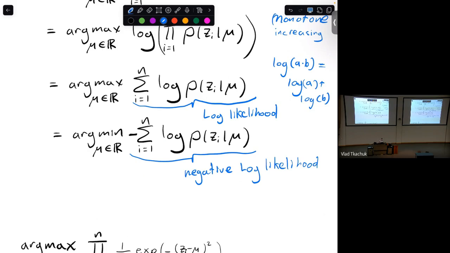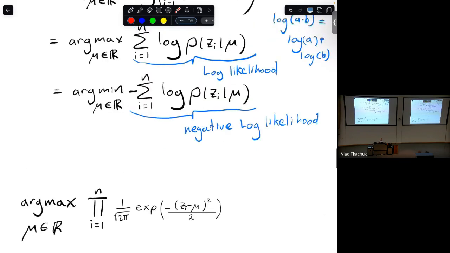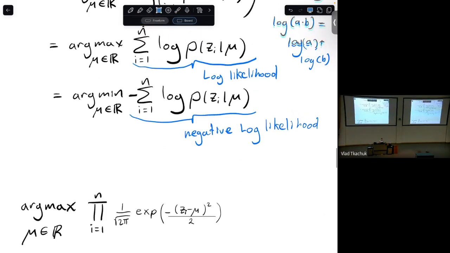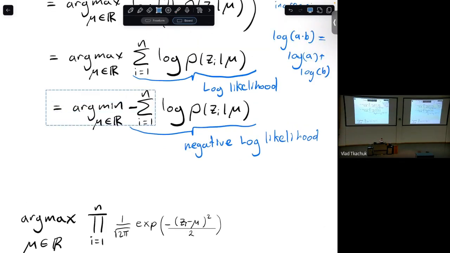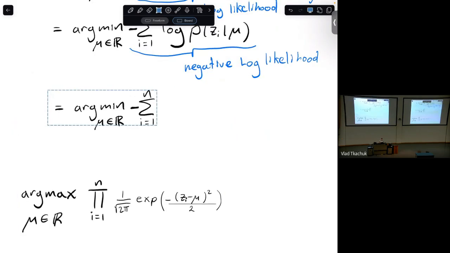Okay, and now with all these minor details, we just actually solve things. That just means we plug in what the density is and work out some math now. This procedure, you're going to do a lot. So let's do that. Everything here is the same, except now we just need to plug in the definition of the density into the log. So let's do that.